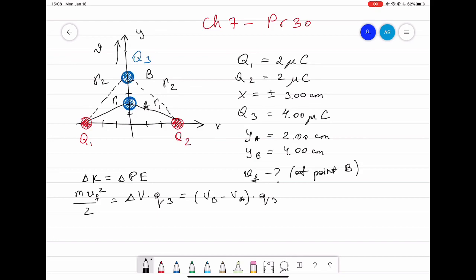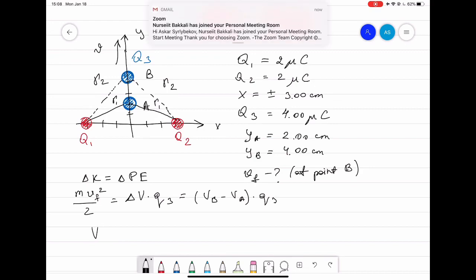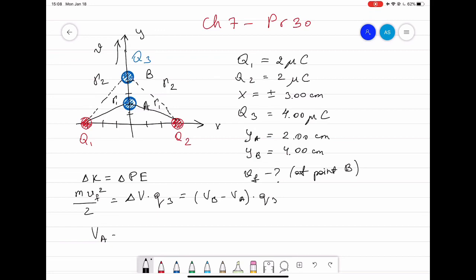Now, how can we find the electric potential at point A and point B? We know by formula, let's find V A first. V A is equal to K, since we have two charges, Q1 and Q2. Therefore, we can say that K Q1 divided by R1 plus K Q2 divided by R1. Now the distance R can be found by using the Pythagorean theorem. So in our case, R1 is equal to the square root of 2 squared plus 3 squared. Okay, this is your R1.